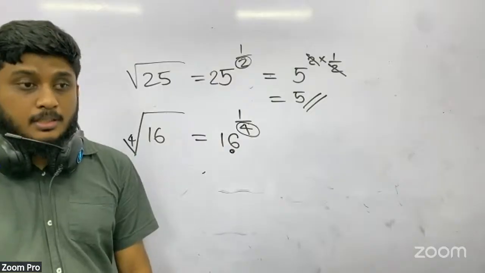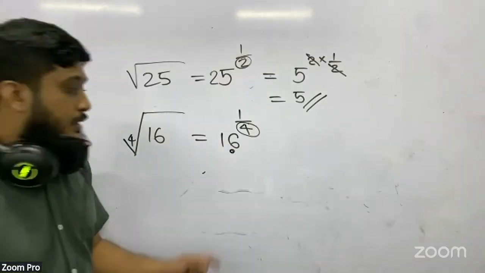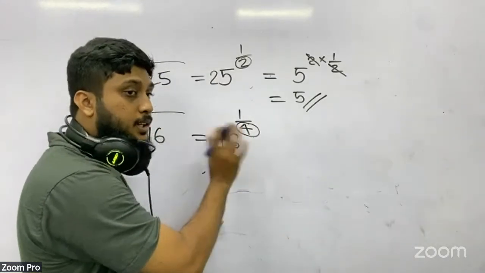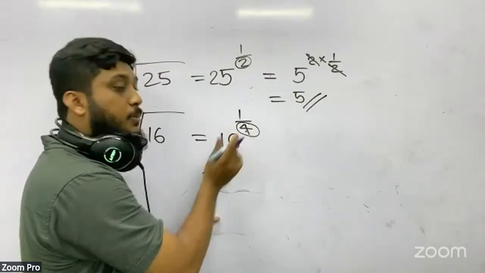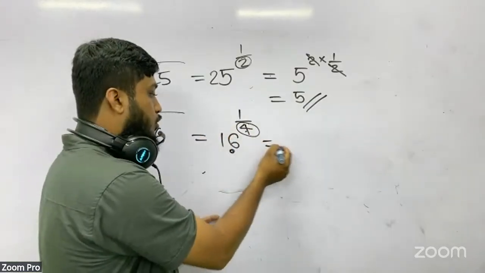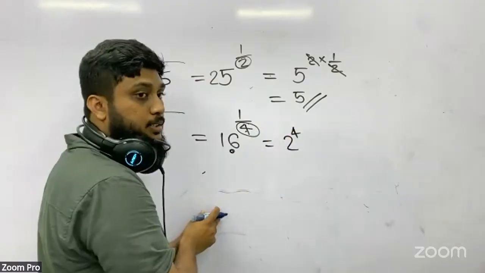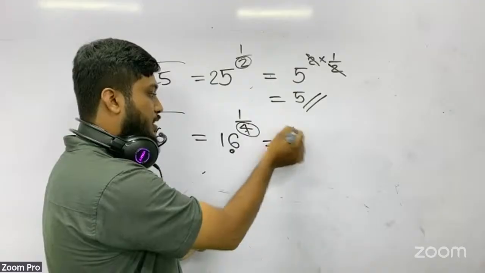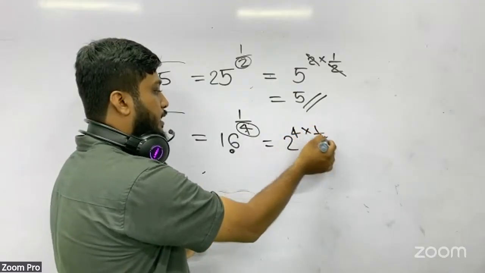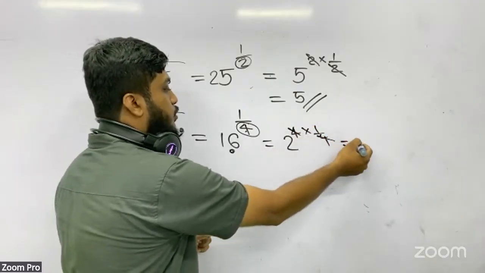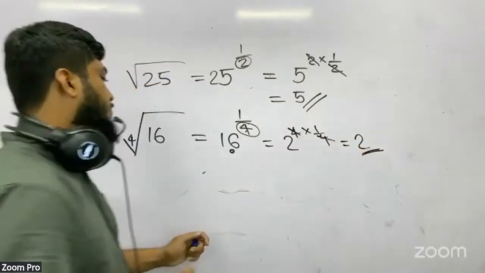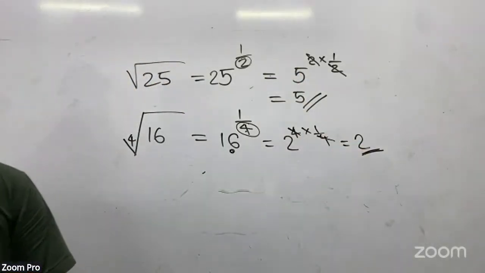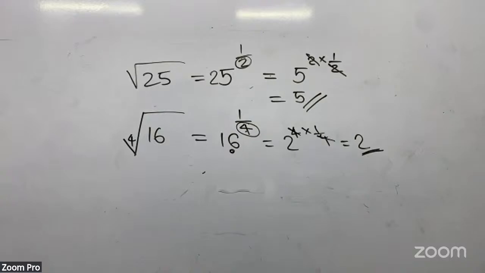Which number to the power 4 is 16? 2 to the power 4 is 16. Here I can't write 4 to the power 2. Why? Because this denominator is 4. Therefore, I should write 2 to the power 4. Why are we writing 2 to the power 4? Our purpose is to cancel this 4 and this 4. In 1 over 4, I can simplify 4 and 4. 2 to the power 1 is 2, so I can write 2. That is how we can do this. Clear?